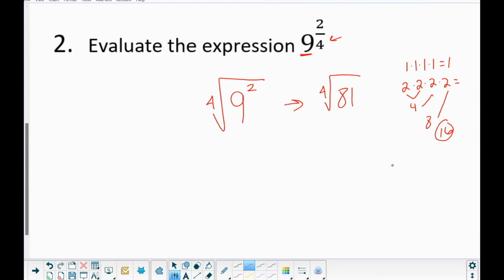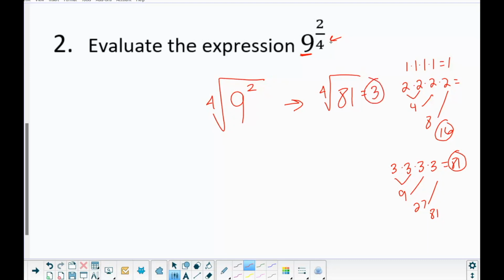Let's move on to 3. 3 times 3 times 3 times 3. 3 times 3 is 9. 9 times 3 is 27. 27 times 3 is 81. So that means the number 3 four times is going to be 81. So that means the fourth root of 81 is 3.